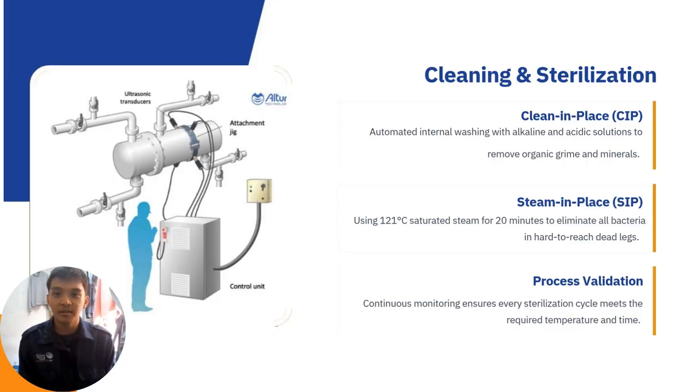Second, we immediately execute the steam-in-place cycle. High pressure saturated steam is injected directly into the vessel and piping lines, holding a uniform core sterilization temperature of 121 degrees Celsius for 20 minutes. This step is vital to ensure that heat-resistant bacterial endospores are completely eliminated, even in hard-to-reach piping dead zones.